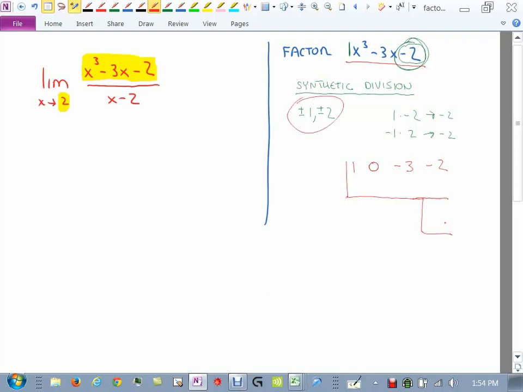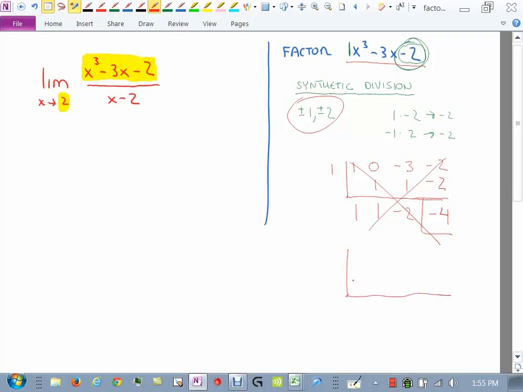So let me try +1 first. Synthetic division, I bring the 1 down, multiply 1 times 1 is 1. Add down, we get 1. 1 times 1 is 1. Add down, we get -2. Multiply -2, this is -4. That is not 0 in the remainder, so that didn't work.